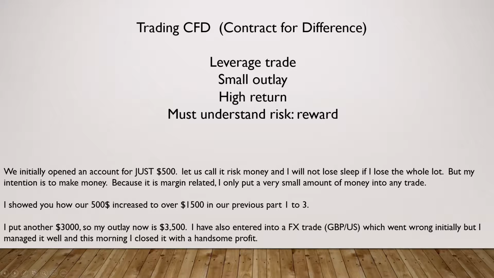Anyway, the $500 within only a few weeks became $1,500, and you will see that in parts 1 to 3. I then added an extra $3,000 to make my capital more flexible, and with $3,500 I'm going to show you how, trading the British pound versus the US dollar, and also the ASX 200 index and a few other stocks, we managed to make some decent profit, well above the $3,500 that we initially outlaid.